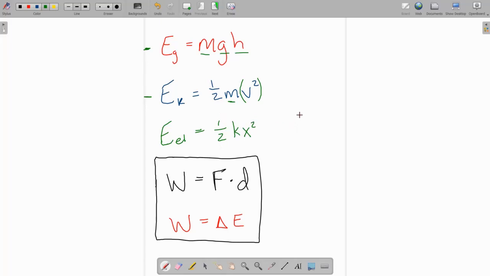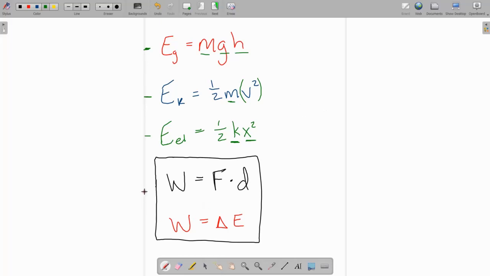Now the k is the spring constant. Spring constant is a known value that will be given to you in the problem. You won't be able to know that on your own, and it will change depending on the material, or what type of spring it is. And then x is your stretch or compression, whether that's with a spring or a bouncy ball or a scrunchy, how far it was stretched from its equilibrium position or how far it was compressed from its equilibrium position.